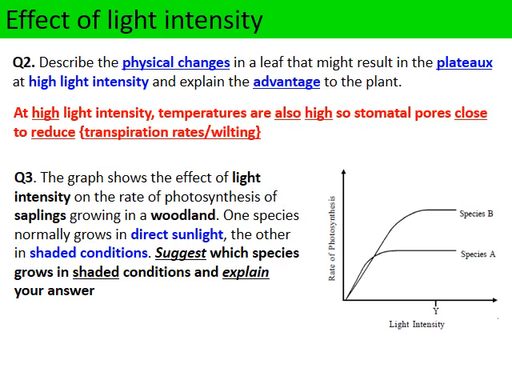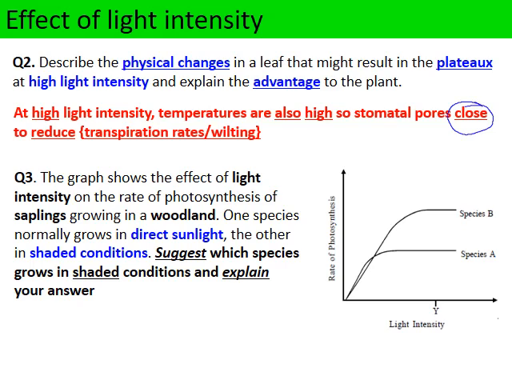spongy mesophyll cells in the leaf, if the temperature is too high because of the high light intensity, that would evaporate too much water, and there could be too much water loss that could result in wilting of the leaf. So the stomatal pores will close to prevent excessive water loss through transpiration.